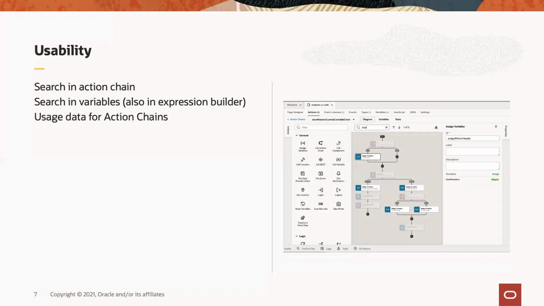Another thing that we added is usage information for action chains. If you have an action chain in your page, it can be used in multiple places in your page. We now show you this information, just like we show you usage of variables and types in Visual Builder.